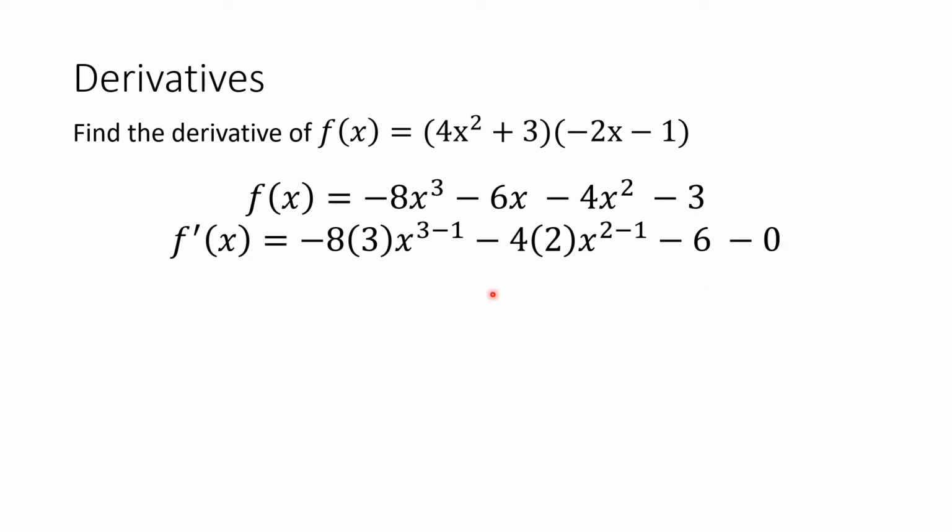Simplifying this, again, we will have the same answer as the one that we got using the product rule. The f prime of x is equal to negative 24x squared minus 8x minus 6.